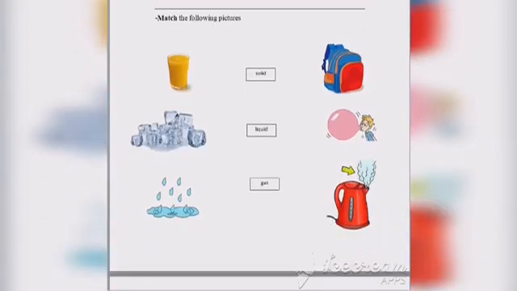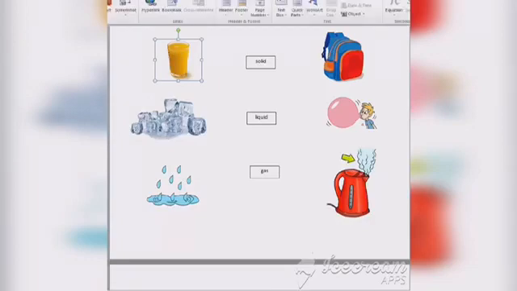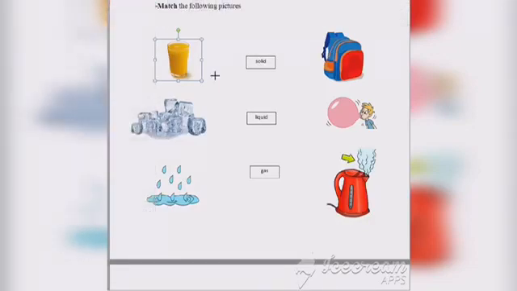Let's solve another question. This is matching. Match the following pictures. We have six pictures here, and we have three states of matter: solid, liquid, and gas. Let's match. We have an orange juice. Orange juice is what? It is a liquid.